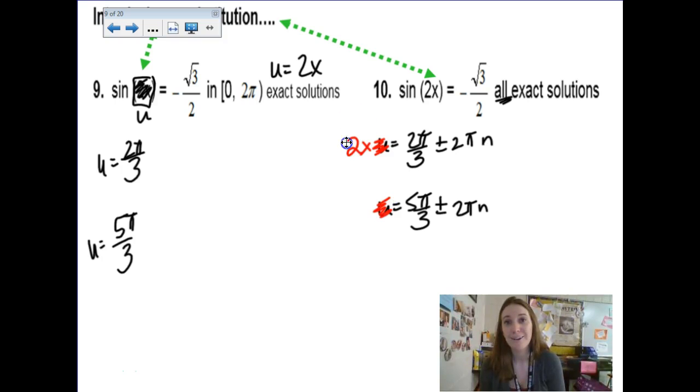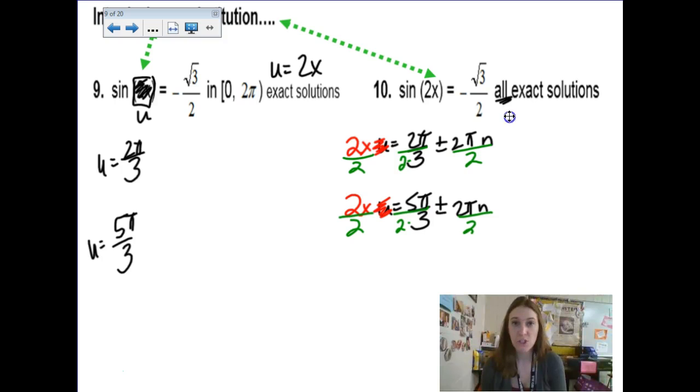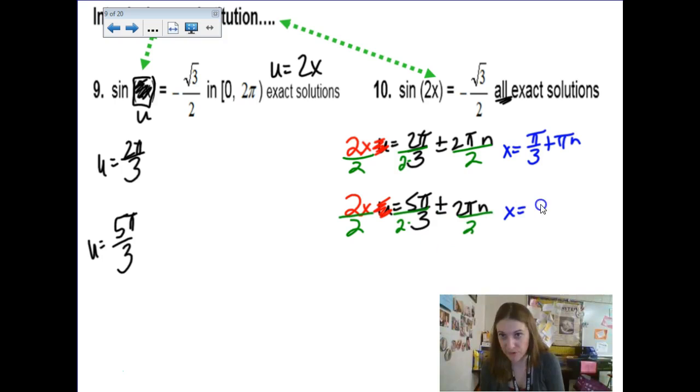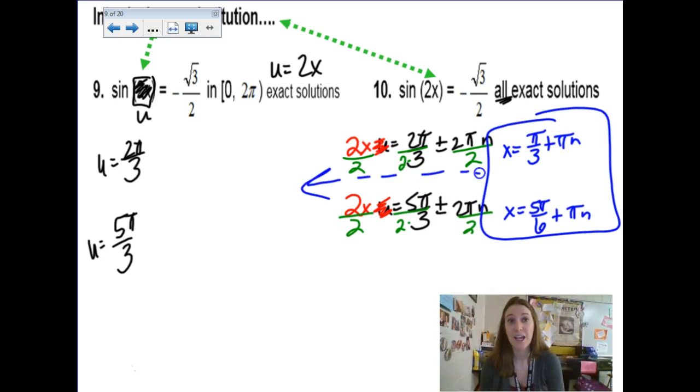U was 2x. So how am I going to solve that? I'm going to divide everything here by 2. If you divide this by 2, you just increase the denominator by 2. Same thing here. Same thing here. Same thing here. All right. So what you end up with is x equals 2 pi over 2 times 3. The 2's would cancel, so pi over 3 plus pi n. And then here, you would get 5 pi over 6 plus pi n.